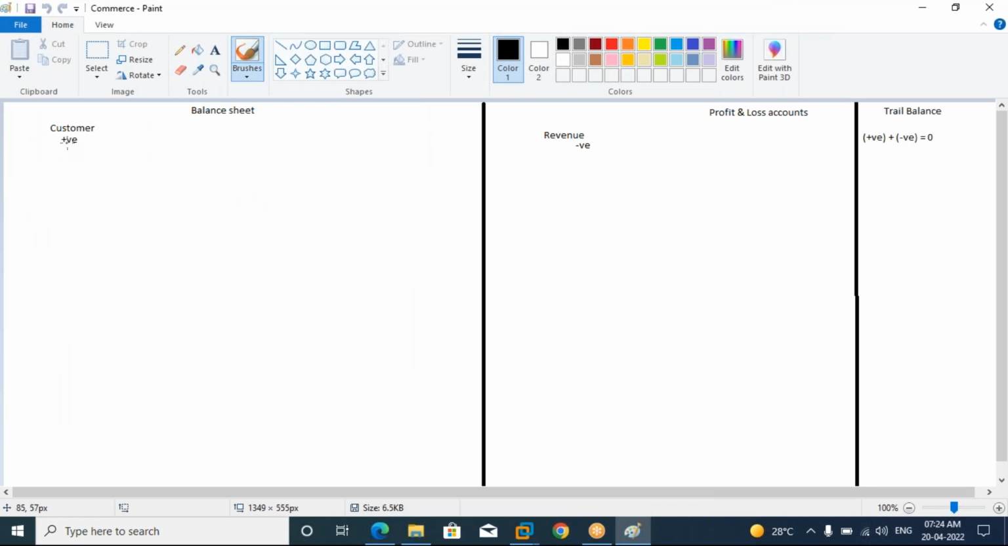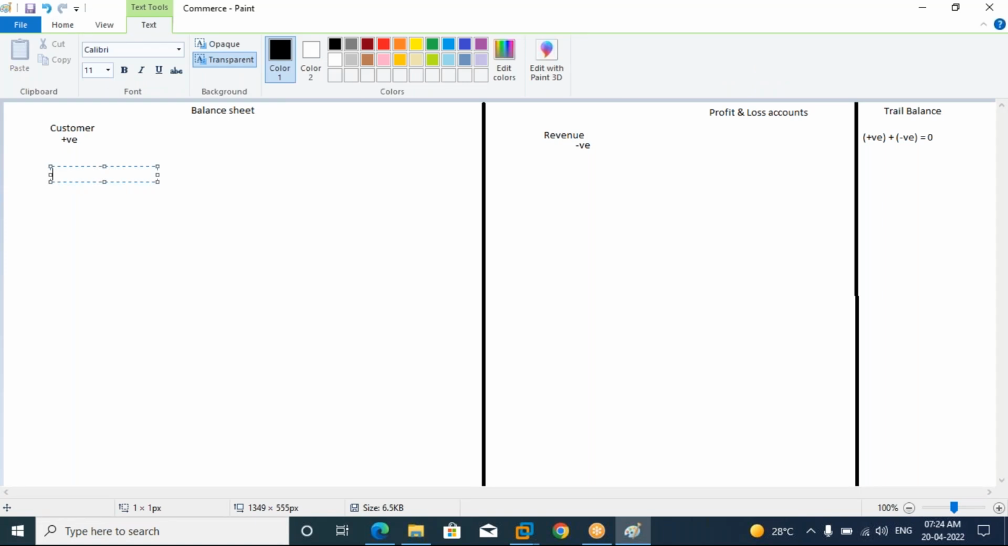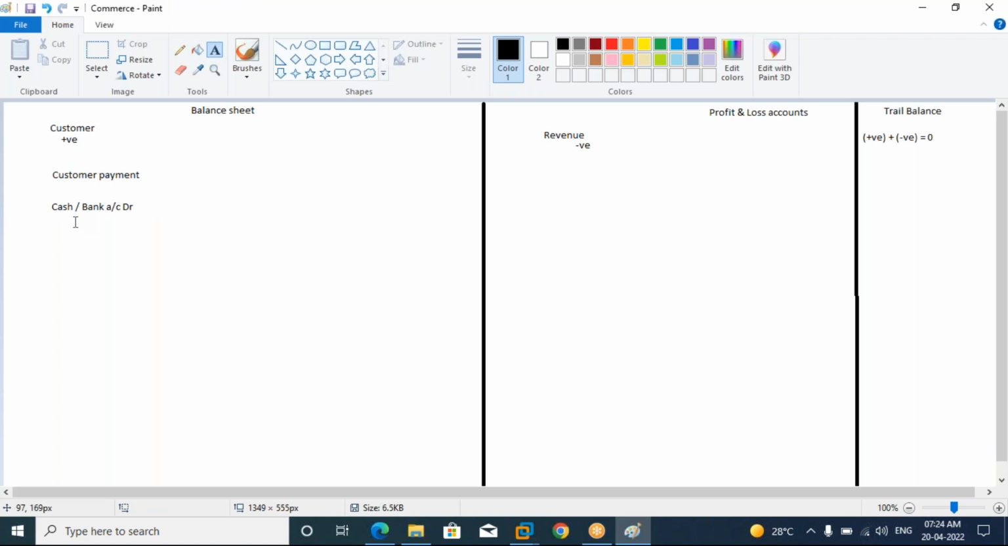So at the time of invoice, the customer account is debited and the revenue account is credited. At the time of customer payment, my bank balance will be increased. So my cash or bank account will be debited, and automatically the customer account will be credited.